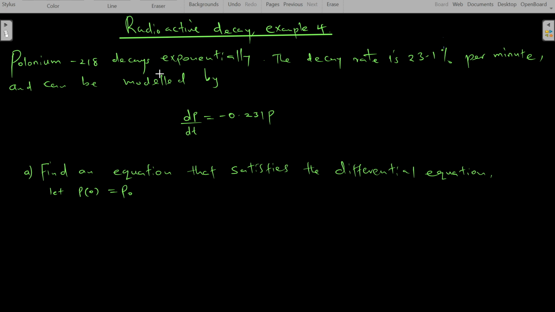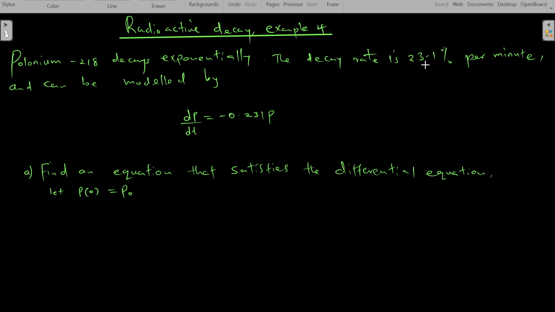Hello. In this video, we'll be looking at example 4, a sample question from the radioactive decay application, which is an application in differential equations, first order differential equations. For this case, you're saying polonium-218 decays exponentially. I had explained how exponentially in my first video introducing this application.